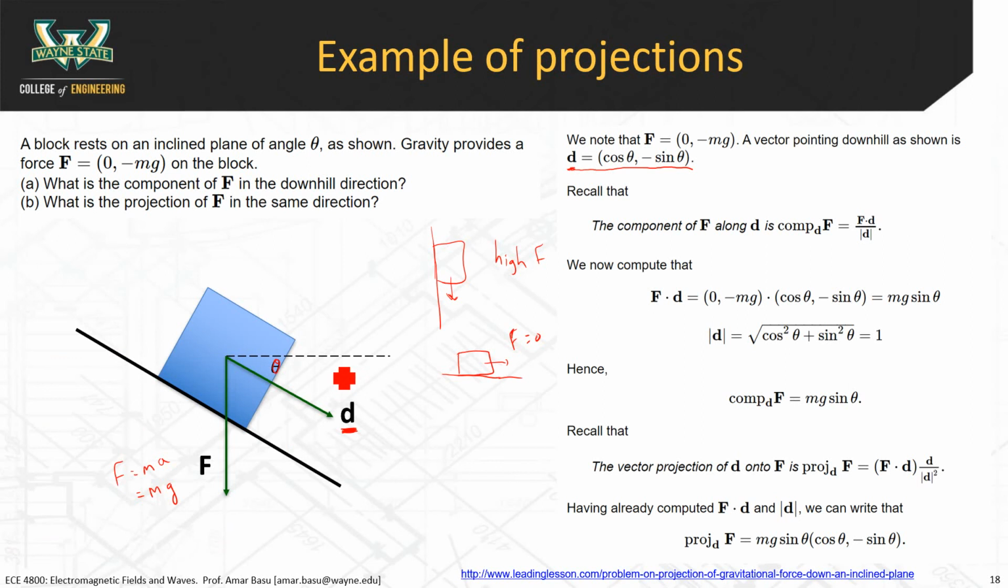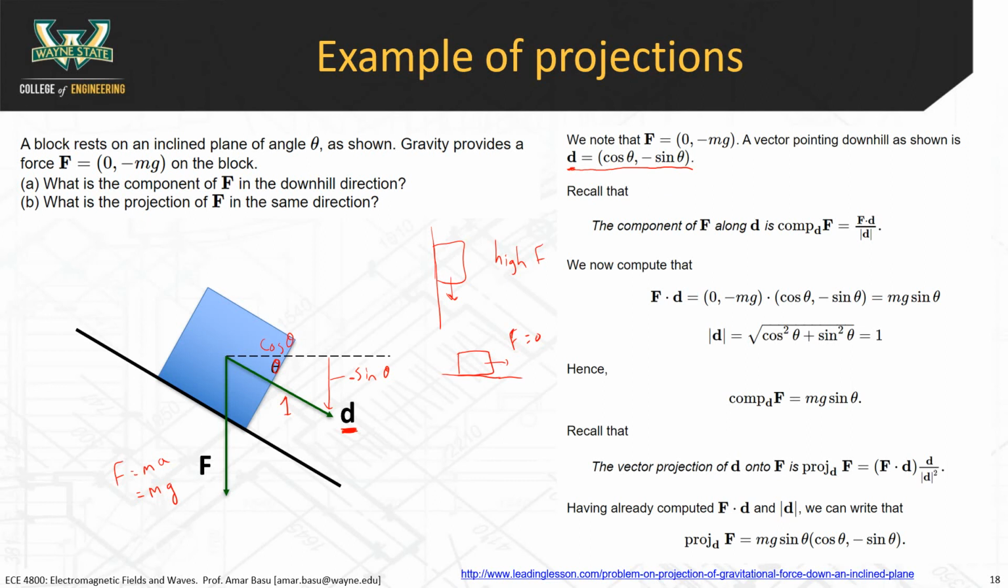Okay, so we do a triangle here. If the length of the unit vector is equal to 1, then this leg here is going to be equal to the cosine of theta times 1, or just the cosine of theta. And this leg here is going to be equal to the sine of theta times 1. And this is going to be in the negative direction here. All right, so what we did here is we found the unit vector in the downhill direction, cosine of theta, negative sine of theta.